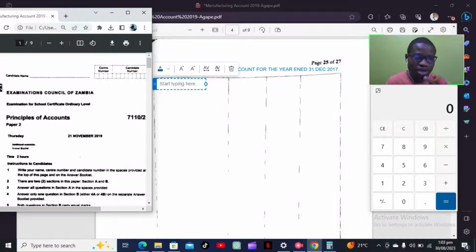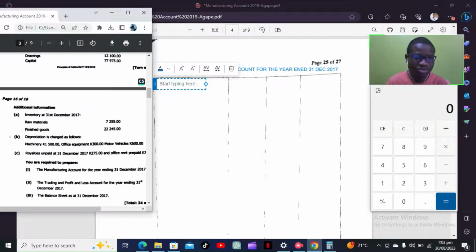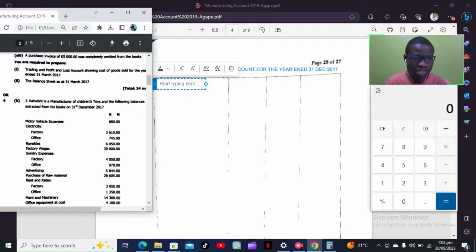In this 2019 question paper, Principles of Accounts, the question came like this. It says, J. Katwishi is a manufacturer of children's toys, and the following balances were extracted from his books of accounts on 31st December 2017. So they simply lay out the things that we need to follow in order to write up a manufacturing account.